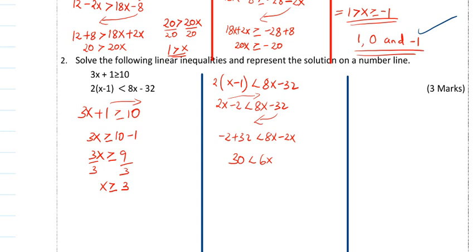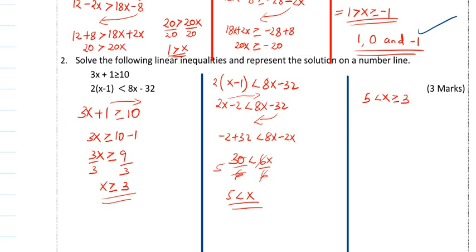To find the value of x, we divide both sides by 6. So 6 divided by 6 is 1 and 30 divided by 6 is 5. So now you have 5 is less than x. You have the answer for the second inequality and the answer for the first inequality. So we combine them. You start with 5 is less than x, and the same x is greater than or equal to 3.